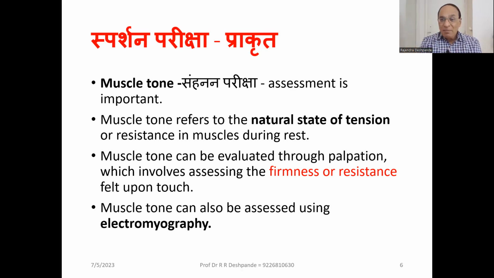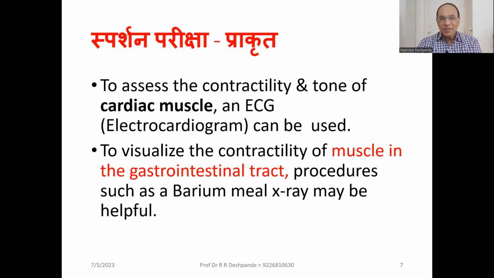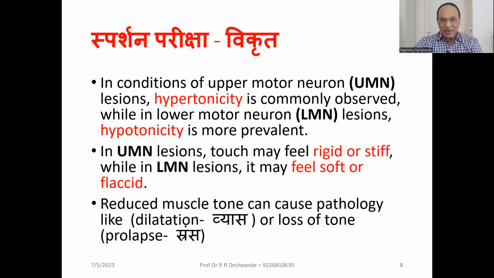Then muscle tone can be assessed by instruments like electromyography to assess the contractility and tone of the muscle. Electrocardiogram, ECG, can be used to visualize the contractility of the cardiac muscle. For visceral muscles of the gastrointestinal tract, procedures like barium meal swallow X-ray may be helpful because it can show the peristalsis and filling defects.